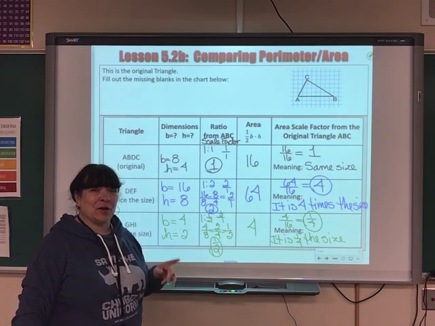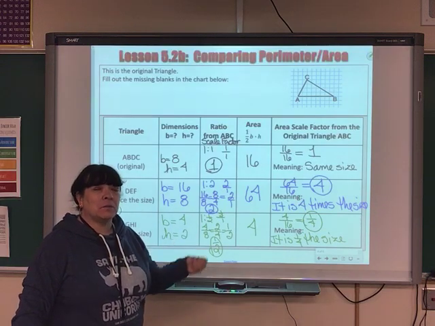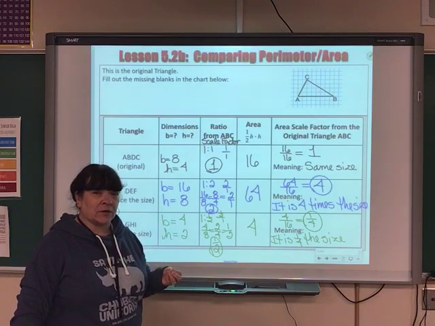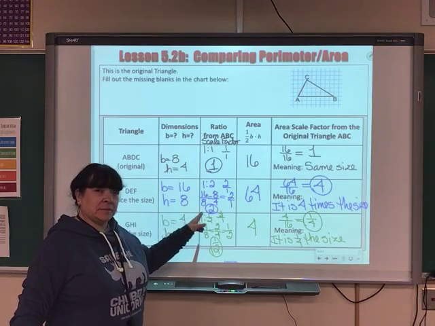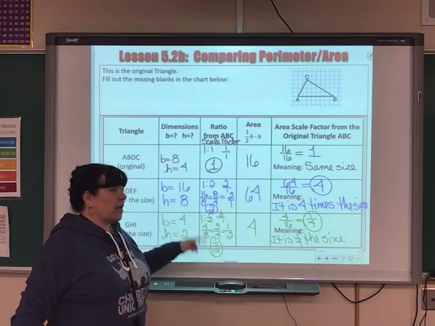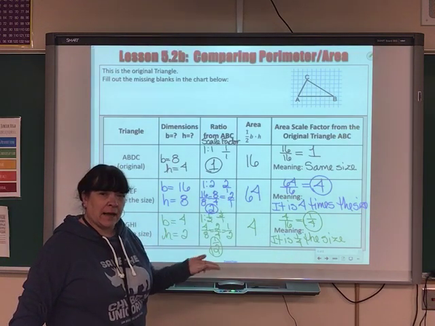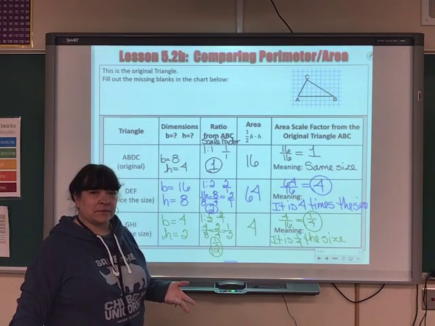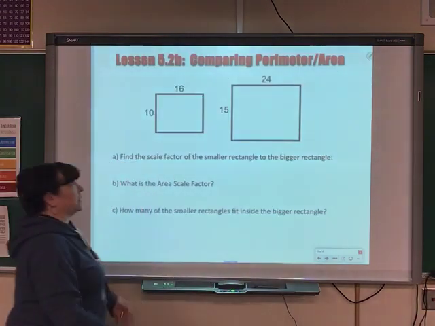The relationship here is whatever you do to the lengths, you multiply it again by that same factor, or you square that factor, and that's what happens to the area. So if I double this, it's 4 times. If I half it, it's a 4th time. 1/2 times 1/2 is 1/4. Wow, what an interesting concept. We're going to now apply that to a couple of different other things.